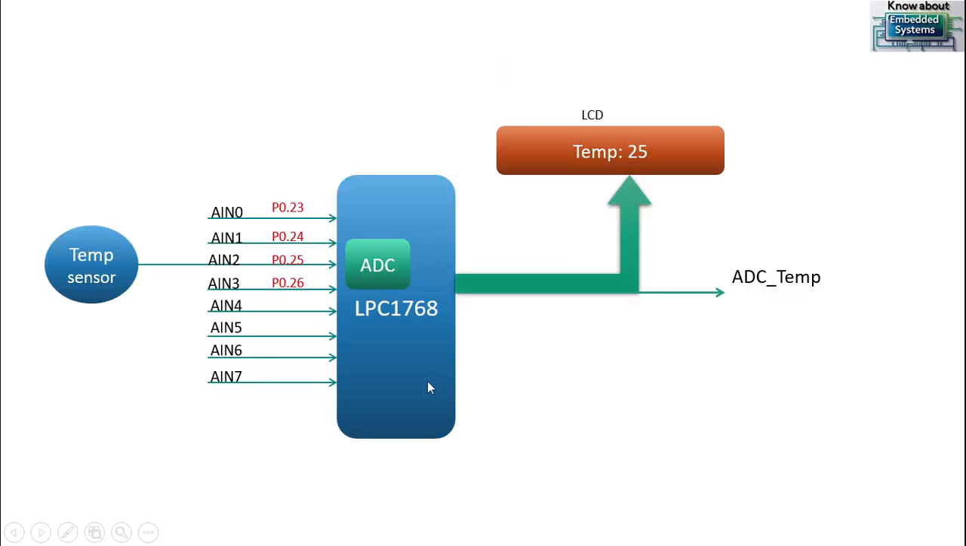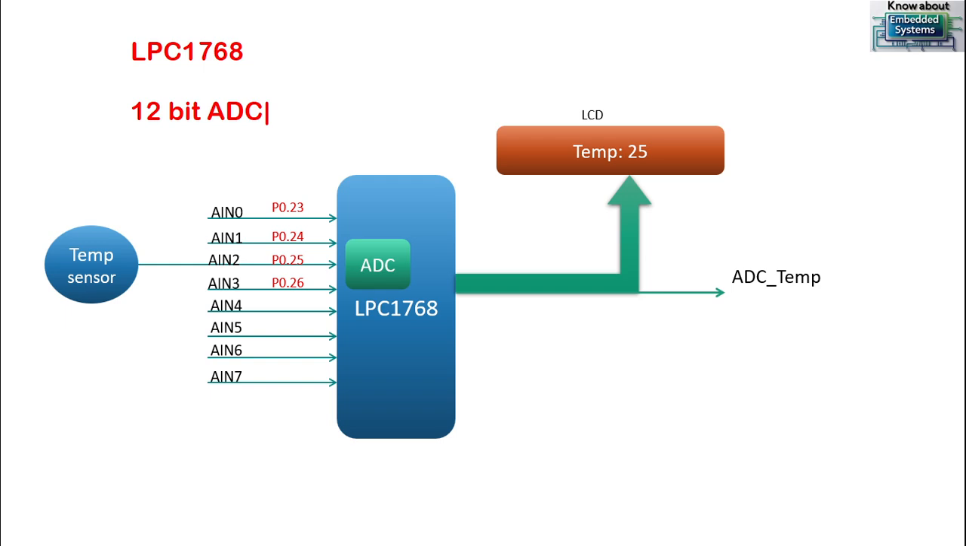Before going to the code, the first important thing is that we're going to use the LPC1768 microcontroller. I hope everyone knows that already. The LPC1768 is a 32-bit microcontroller. In this microcontroller, we have a 12-bit ADC. This is one important thing we should know here. So we have a 12-bit ADC.